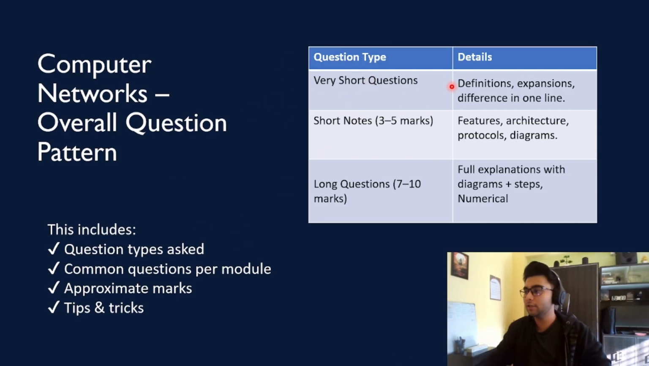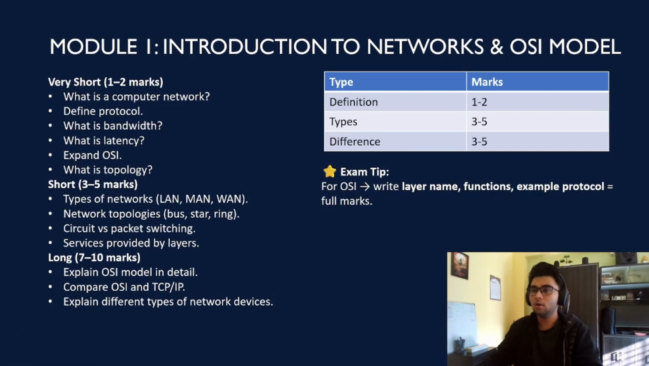Basically, 1 mark questions would include definition, explanation, difference. 2 to 3 marks or 3 to 5 marks could include features, diagrams, protocols. And for long marks questions, you could get numericals, full explanation with diagrams and steps. So let's start with module one. In the first module, we have introduction to networks and the OSI model.